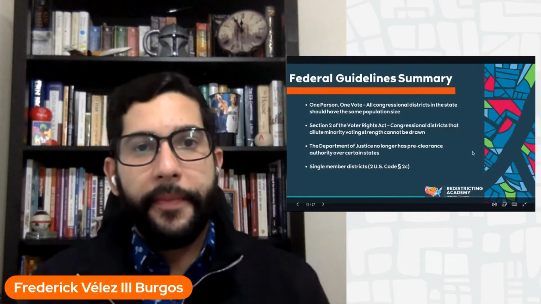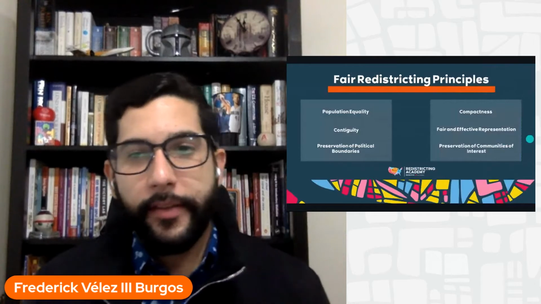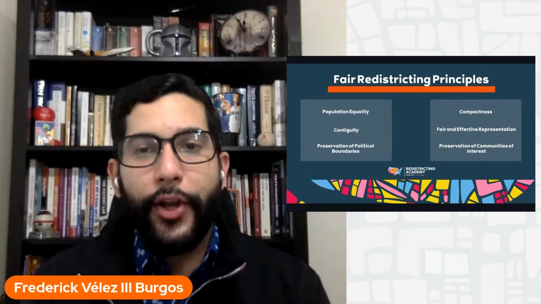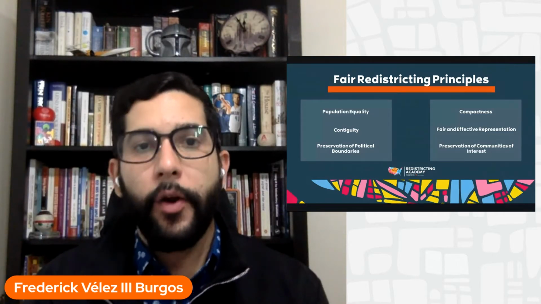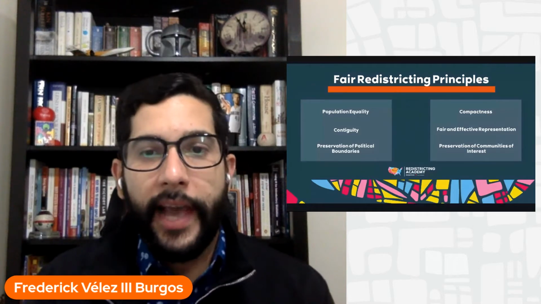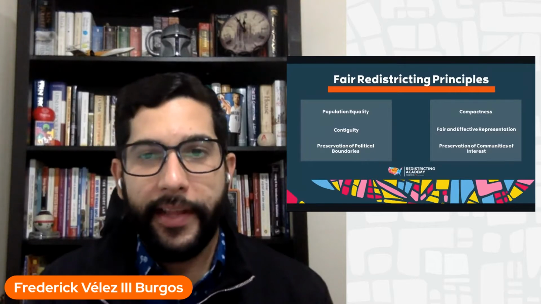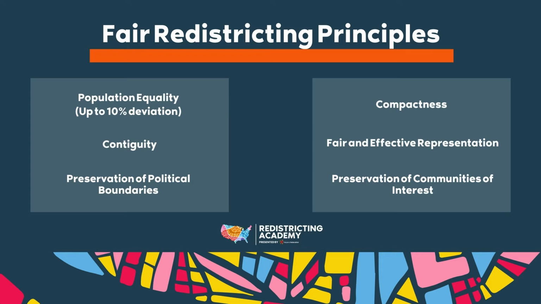So now that we reviewed some of the federal guidelines, let's also talk about some of the fair redistricting principles that we have. Now, one very important caveat is that not all state legislatures follow all of these fair redistricting principles. And even if they have all of them, some of them have more priority than others. So number one, we already spoke about population equality, which means that in one given state, congressional districts should have the same population size as much as possible.